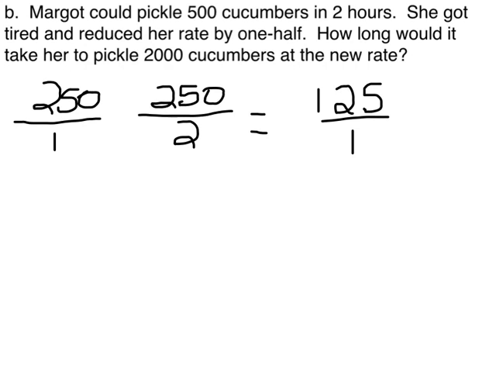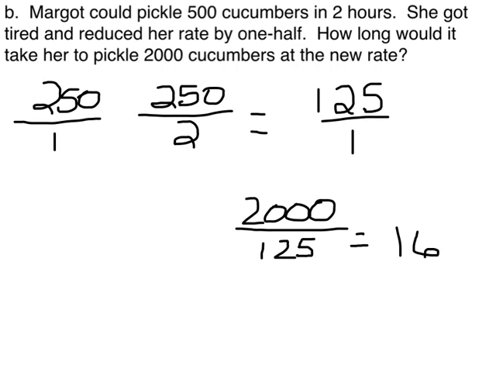Alright, I've got 2,000, and I'm going to divide that by 125. And let's see, 125 times 4 is 500. So times 8 would be 1,000. So times 16 would be 2,000. Use that mental math anytime you can, guys. Keep that brain sharp. So it would take 16 hours to do 2,000 cucumbers if she were doing them at 125 per hour. Good job.